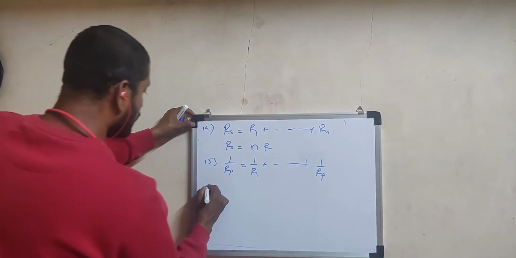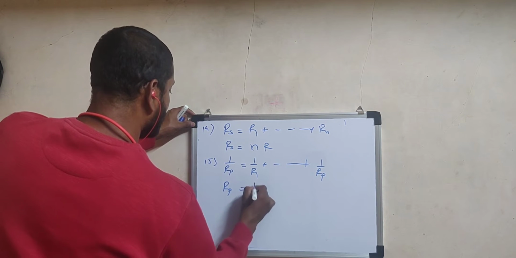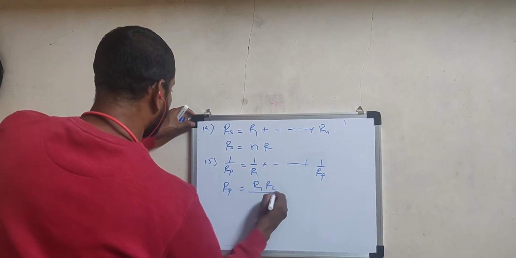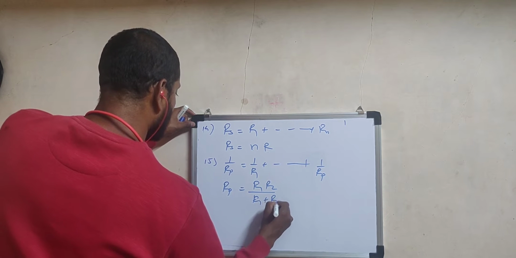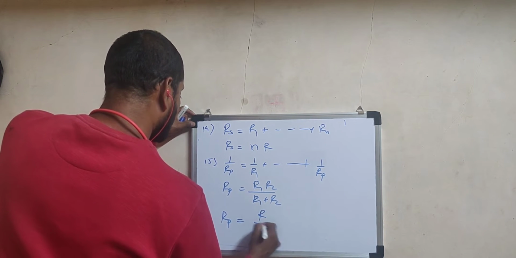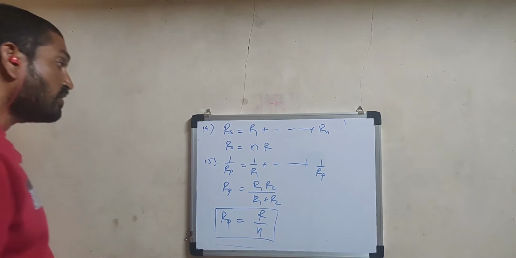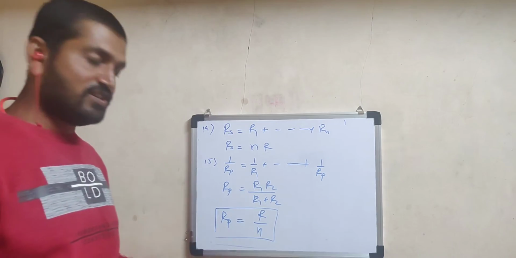Then for parallel combination, 1 upon Rp is equal to 1 upon R1 plus 1 upon R2 plus dash dash up to 1 upon Rn. If there are only 2 resistors, then the shortcut formula is Rp equals R1 R2 divided by R1 plus R2. And if there are n number of resistors having the same resistance value, then Rp is the common value divided by the number of resistors. This is the shortcut formula. So this is for series and parallel combination of resistors.